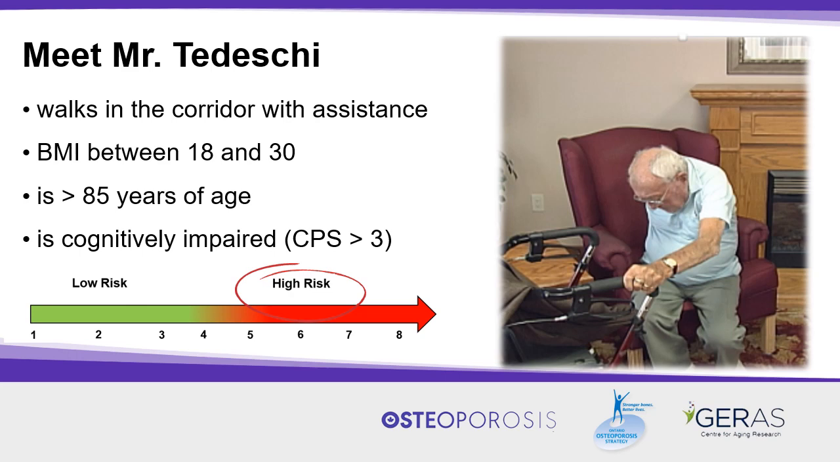So the CPS is the cognitive performance scale. It's used in MDS to measure cognitive status. Scores range from 0, intact, to 6 with very severe cognitive impairment.